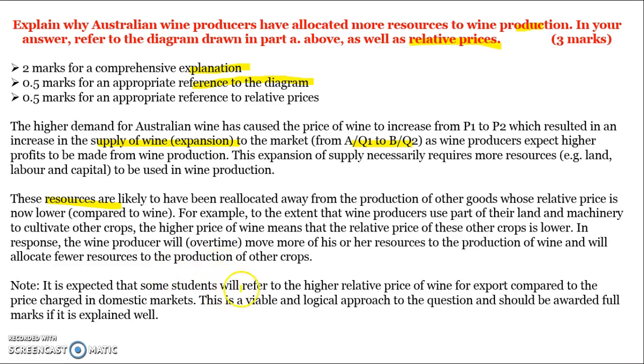Note, it is expected that some students will refer to the higher relative price of wine for export compared to the price... don't worry about that. Okay, so to articulate this here, you need to explain what's happened in the graph. The higher demand led to a higher price.